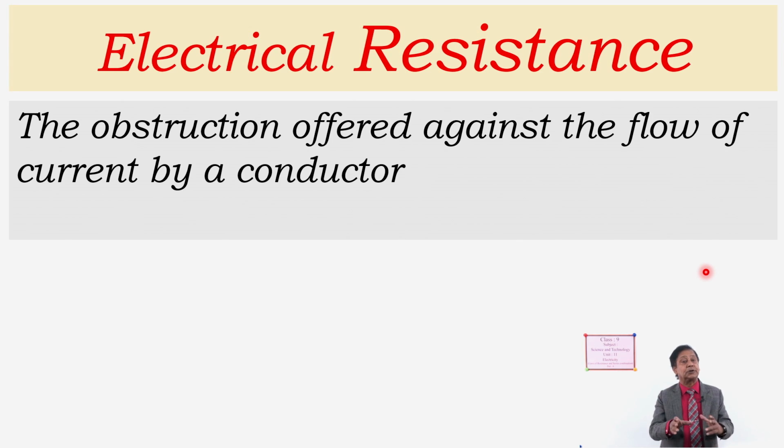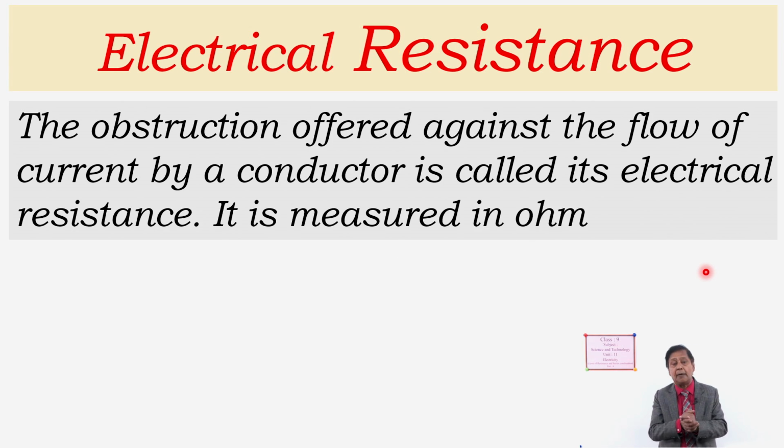Look at this, electrical resistance. The obstruction offered against the flow of current by a conductor is called its electrical resistance, and it is measured in ohm. What does it mean? Obstruction offered.